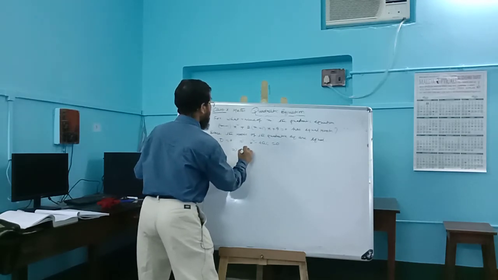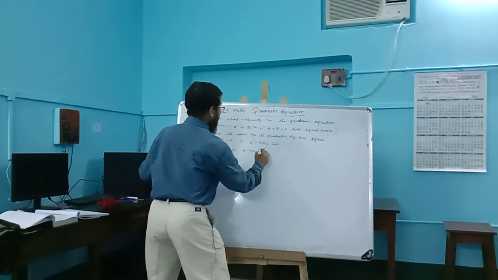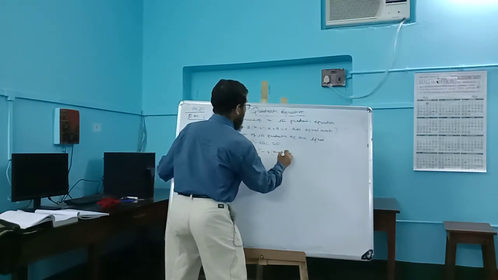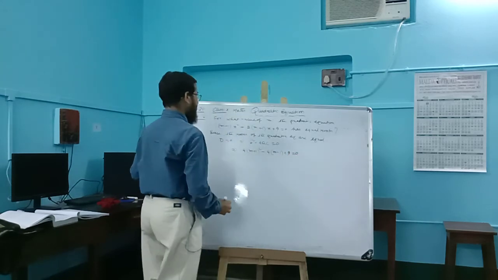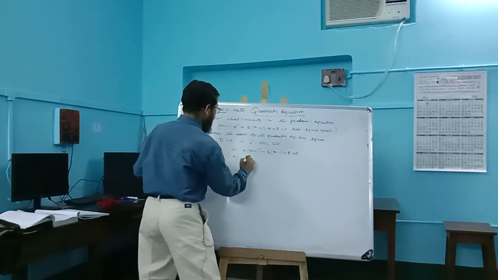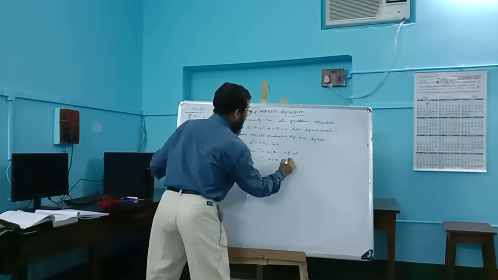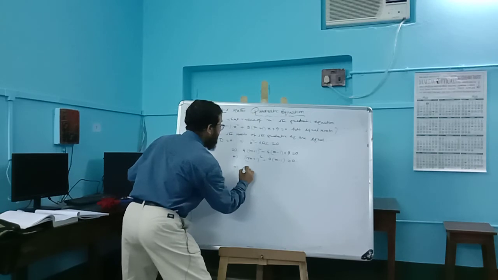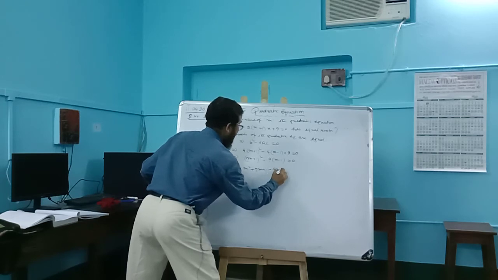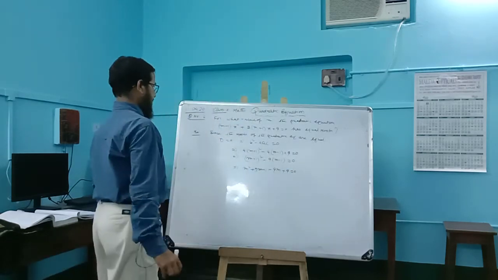Implies b square, that is, 4(m plus 1) whole square, b square minus 4 into (m minus 1) into c, that's equal to 0. b square minus 4ac implies 4(m plus 1) whole square minus 36(m minus 1) equal to 0 implies m square plus 2m plus 1 minus 9m plus 9 equal to 0.